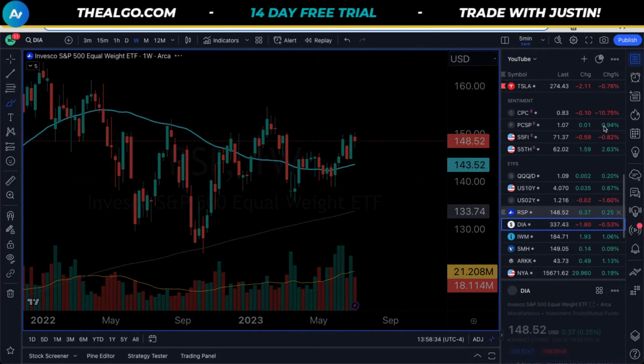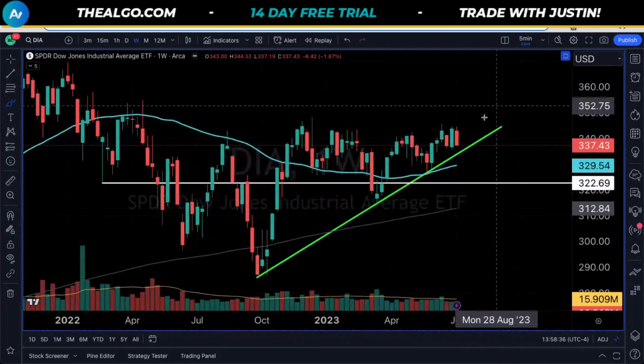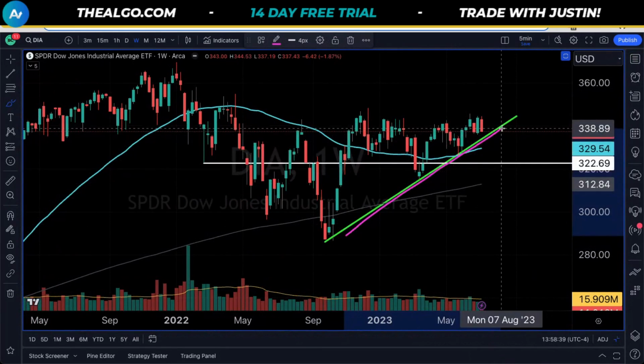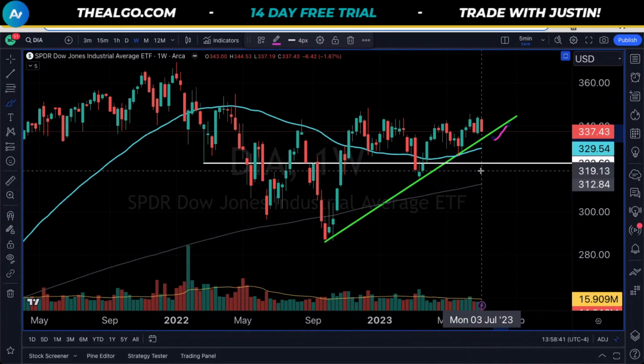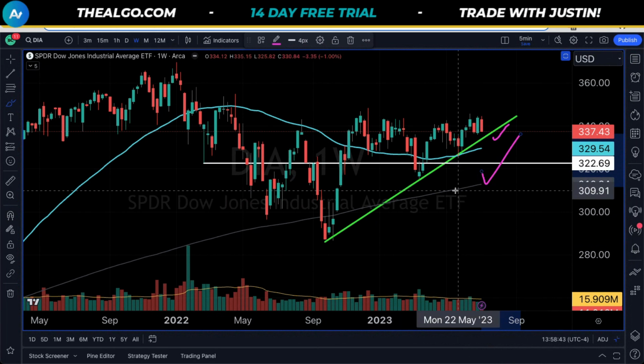Now, if we look here to the Dow, here is where it's, again, still trending up, which is going to be our green line. We're still above averages like the 50 and the 200, which are the blue and black lines.